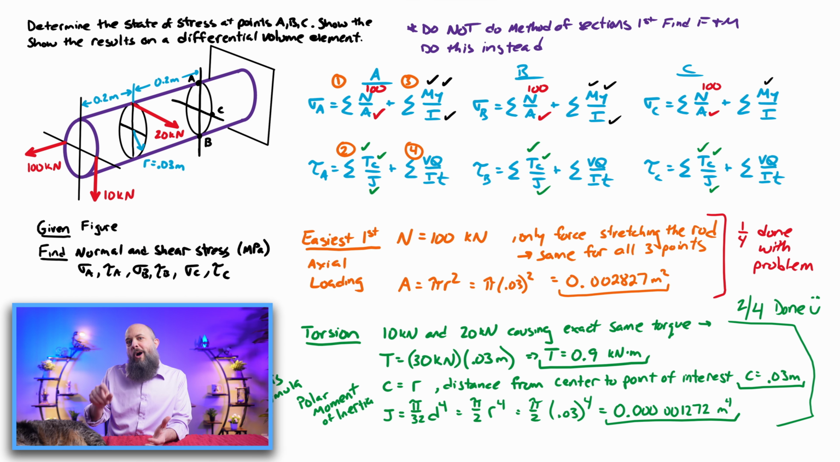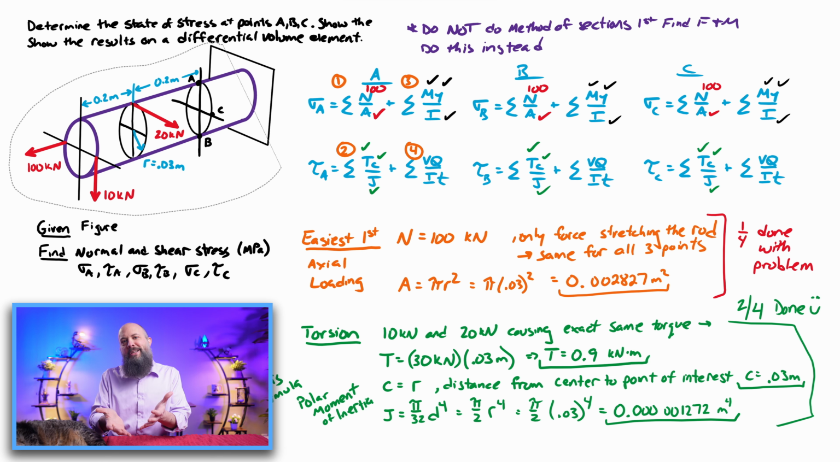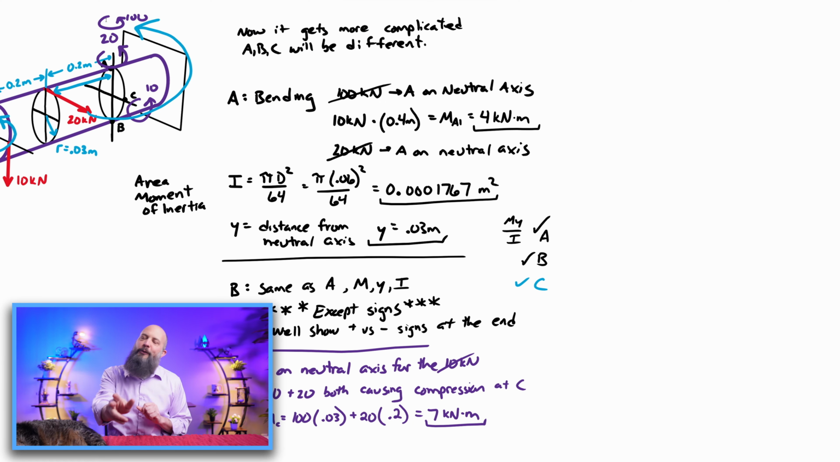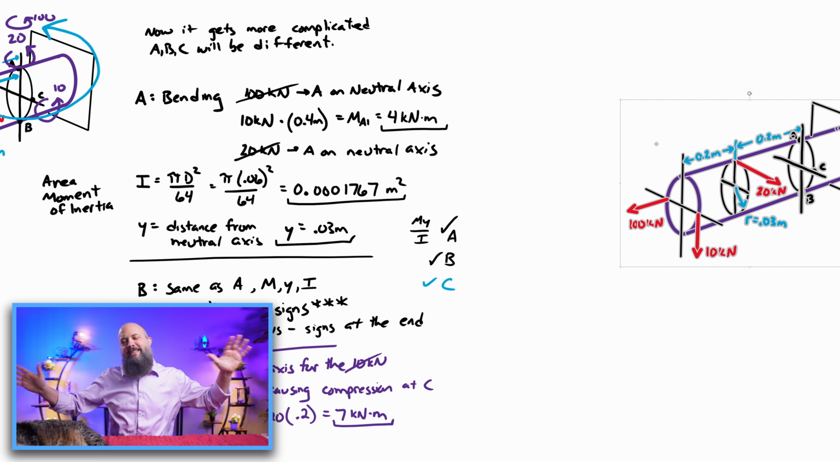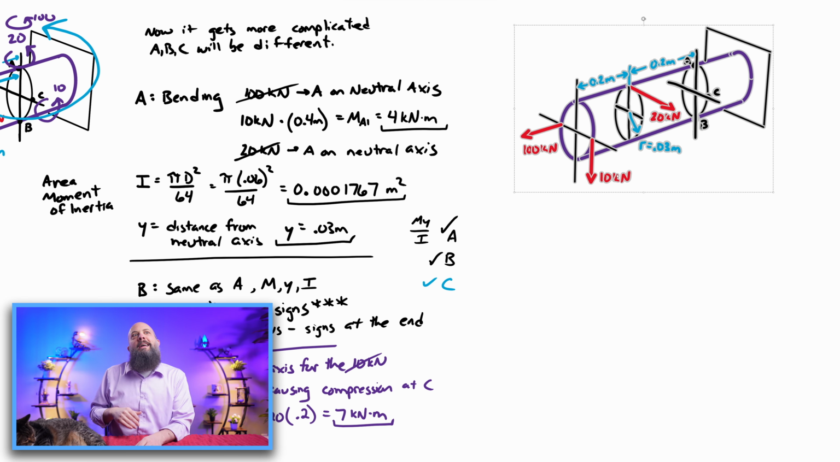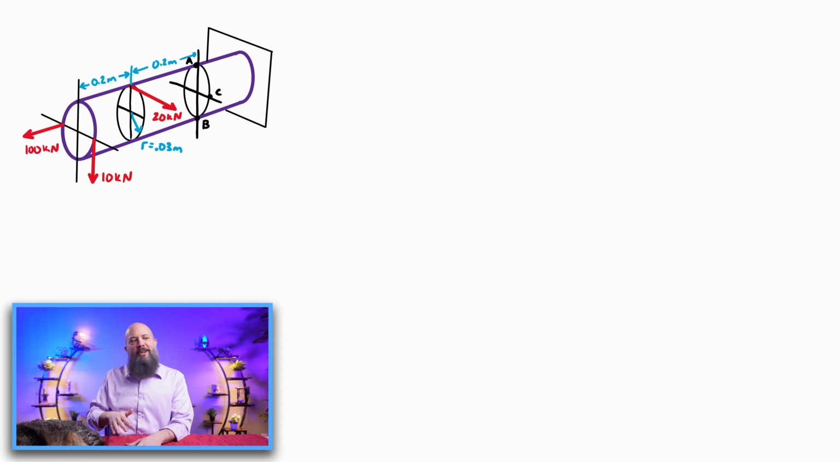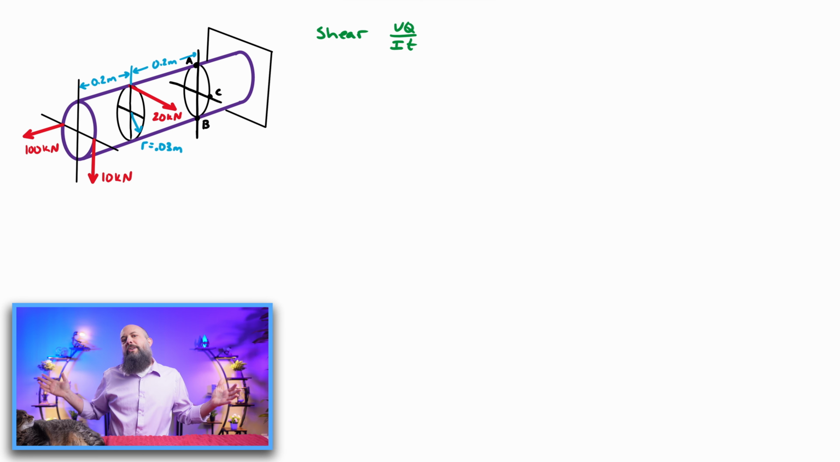And good news again, Y and I are going to be the same, so we don't have to recalculate those. And now we're 3/4 of the way through this gigantic, monumental, annoying problem. The last step is transverse shear, which is the worst one, but let's push through. We're almost there. Shear, VQ over IT.